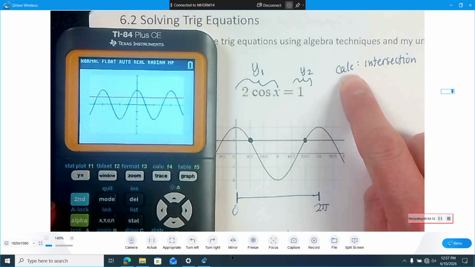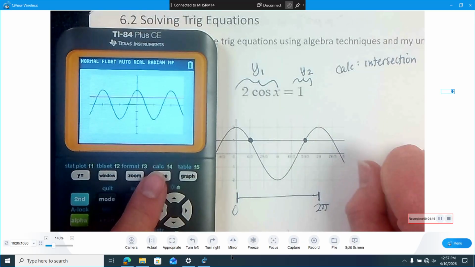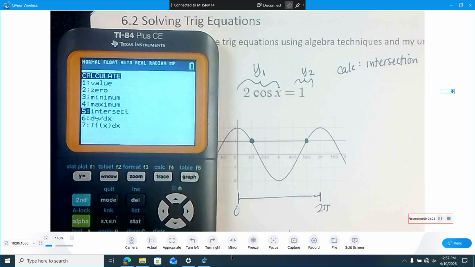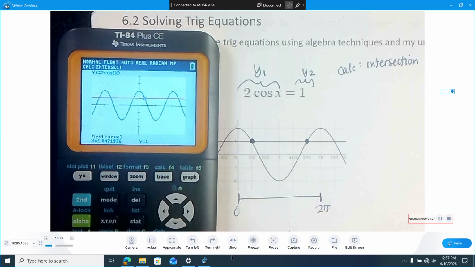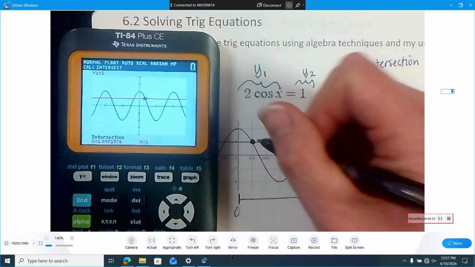You're going to go to the calculate menu, which is in blue. So what do you have to do? Second, calculate. And we want the intersection. So you're going to choose number 5. And you're going to move Tinkerbell to that intersection and do enter, enter, enter. It's the fastest and easiest way.